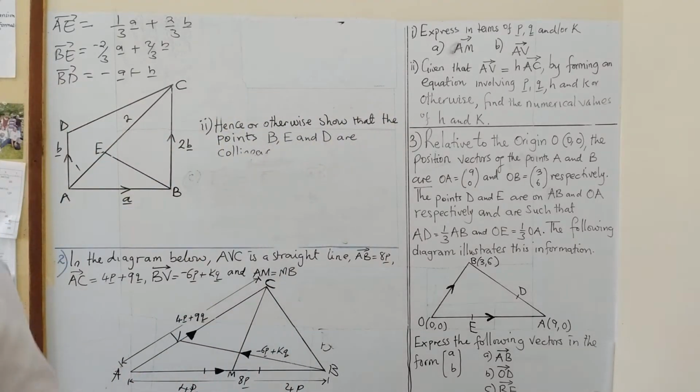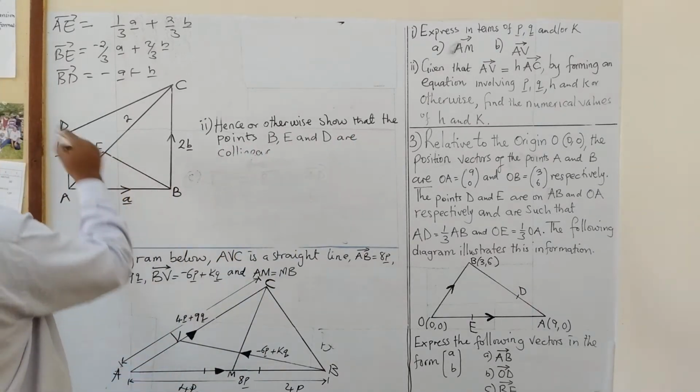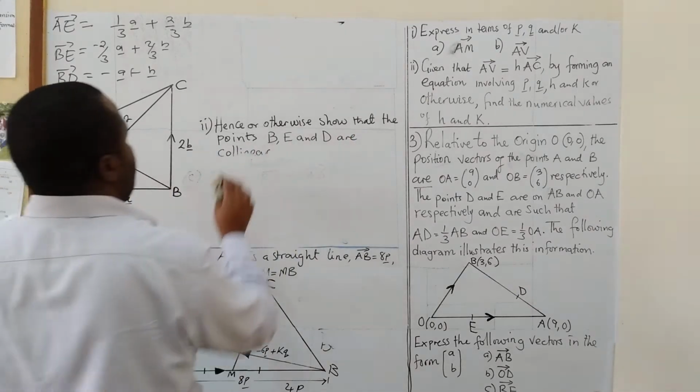We want to show that, hence or otherwise, the points B, E, and G are collinear. This is the second one.